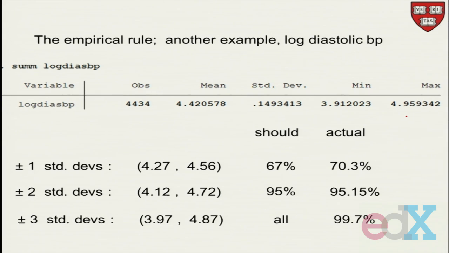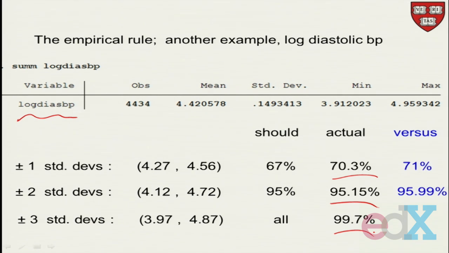Here's what happens. If we look at the logarithm of the diastolic blood pressure, which I called log dias BP, we get these numbers here: 70%, 95.15, and 99.7%. This should be contrasted to when we looked at the diastolic blood pressure: 71, 95.99, 98.89. So it did make a little bit of a difference.